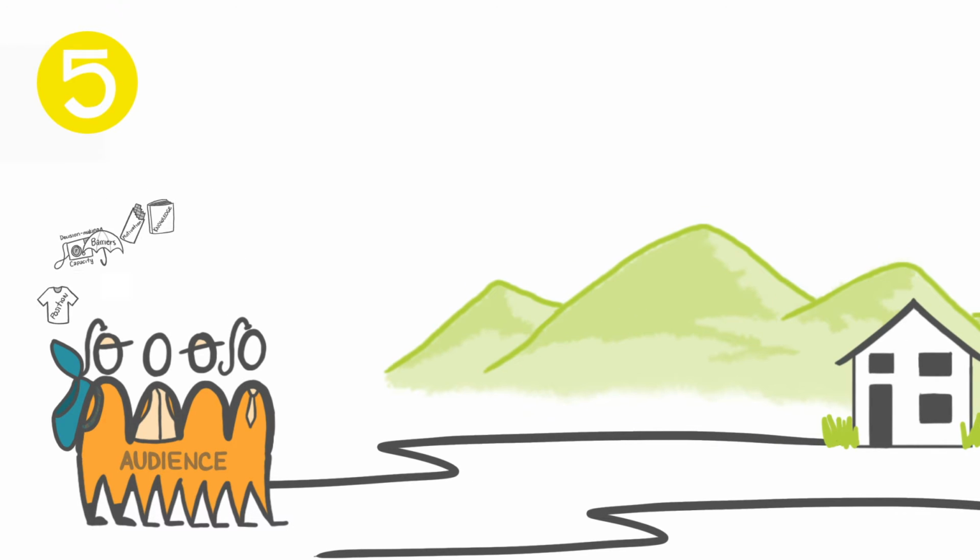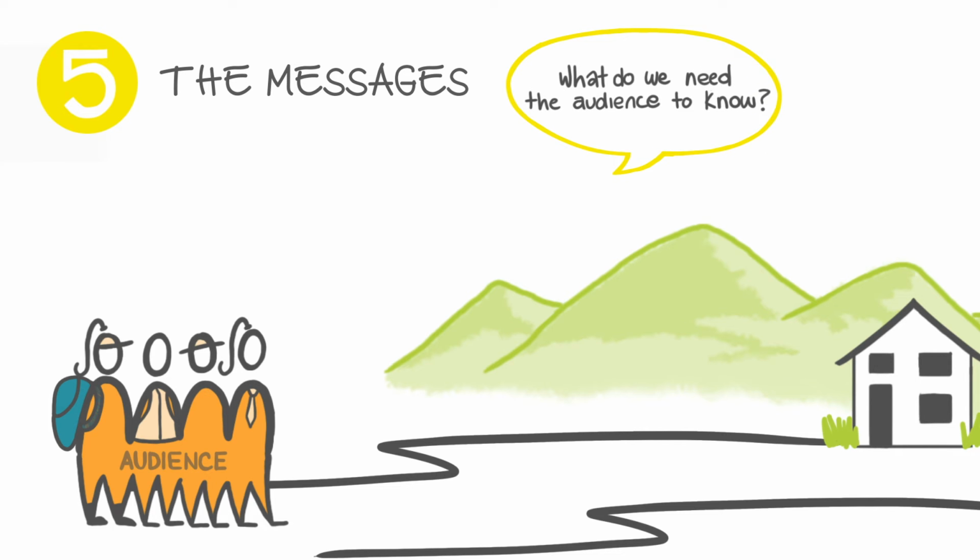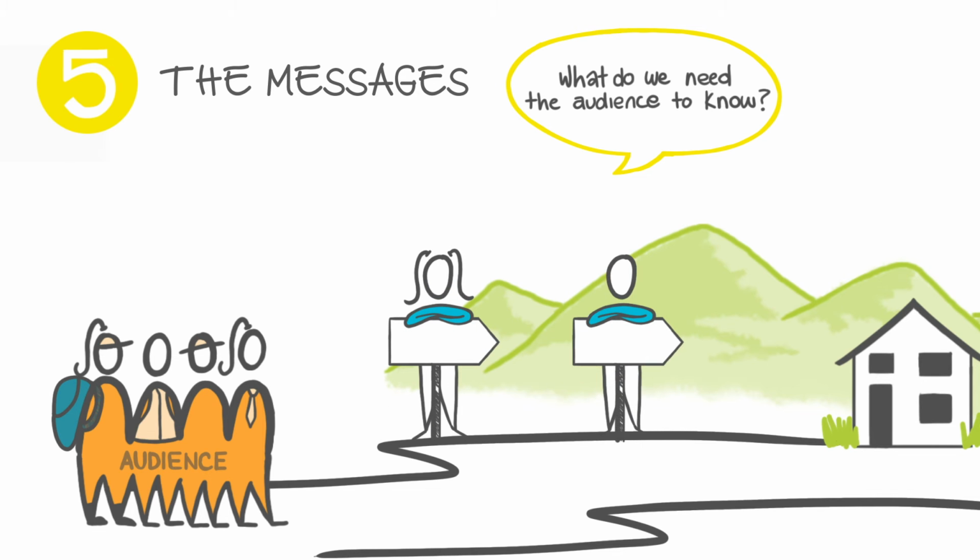In the fifth step, we define the messages. What do we need the audience to know? What are the arguments that will convince them to do what we want them to do? It is necessary to bear in mind that messages play a key role in mobilising the audience in the direction we need them to go.